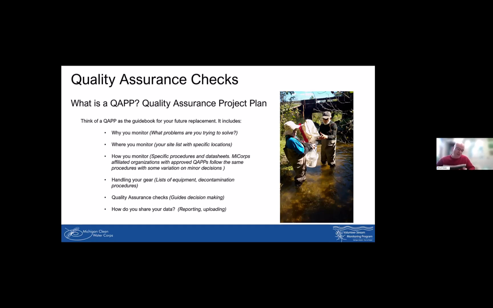A QAP addresses all these things, why you monitor in the first place. It's usually the introduction to a QAP, where you're monitoring, your site list, and then the key part, how you monitor, what are your specific procedures, how do you handle your equipment. There's these data assurance checks, which is what I'm going to be talking about in the next slide. Like what things do you do when you look at your data so that you can be confident that it was done correctly? How do you share your data? So all important parts to keeping the long-term data quality for your program.